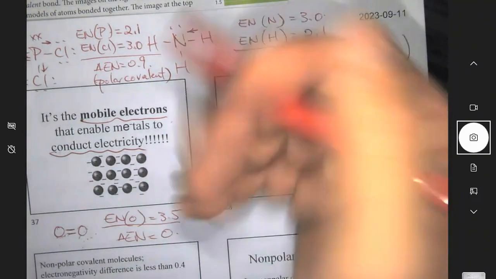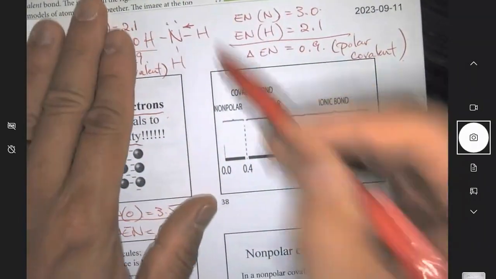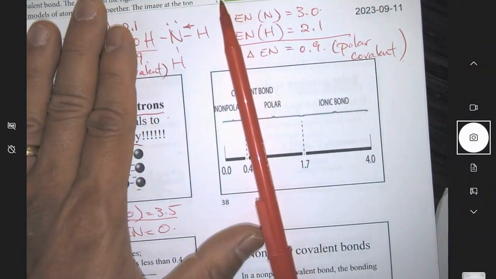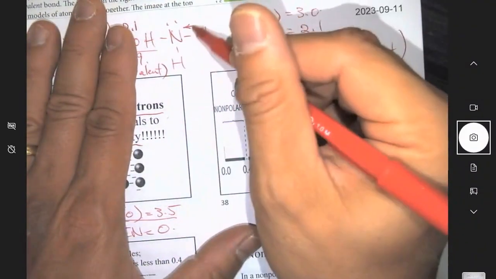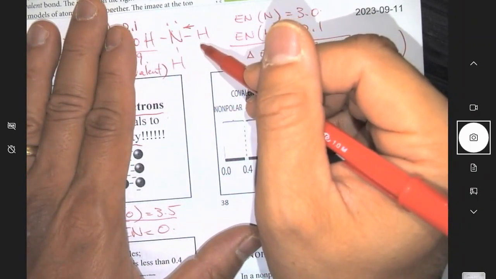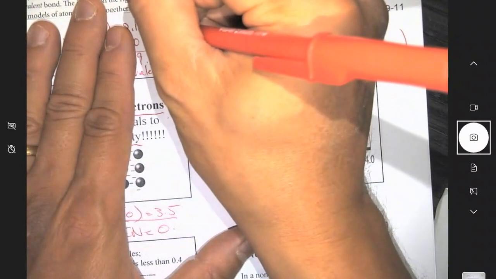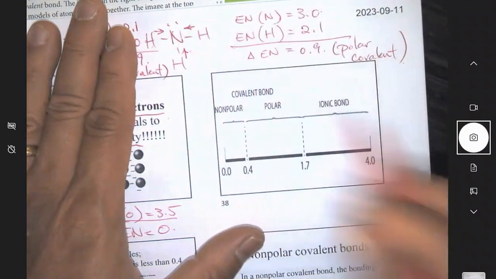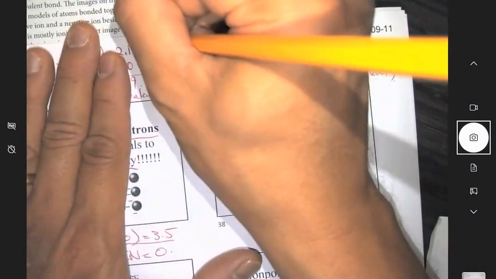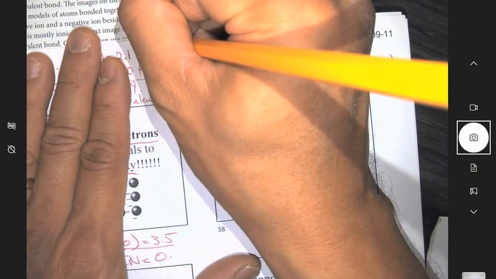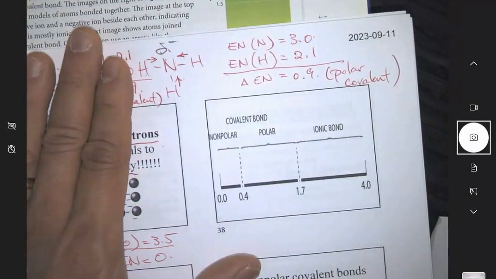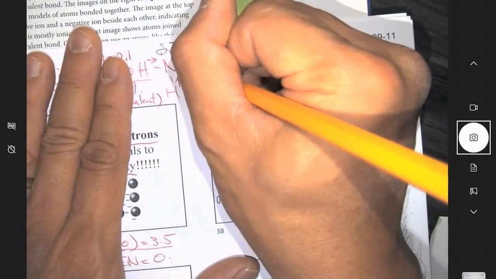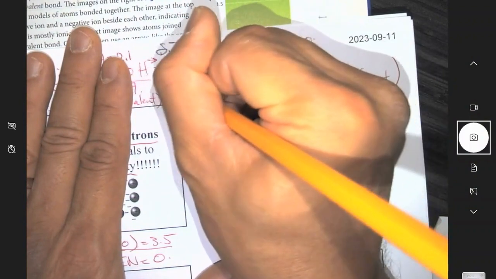Yes? Nitrogen. Okay. So even though the whole molecule on its own is neutral overall, because the electrons are much closer to the nitrogen than to the hydrogen, you have what you call a partially negative side. Okay, so nitrogen will be partially negative, and the hydrogens will be partially positive.